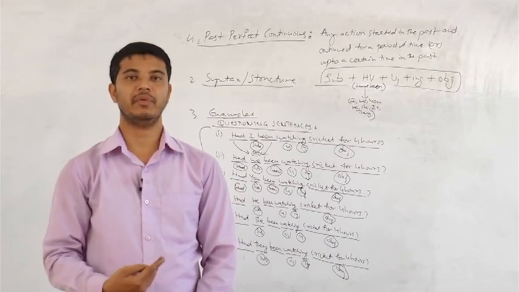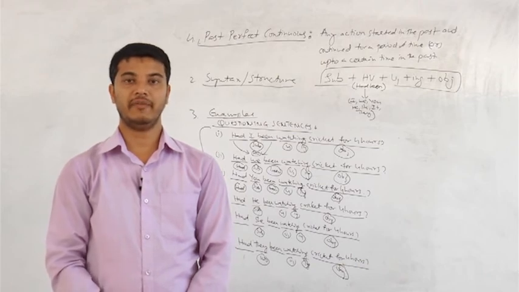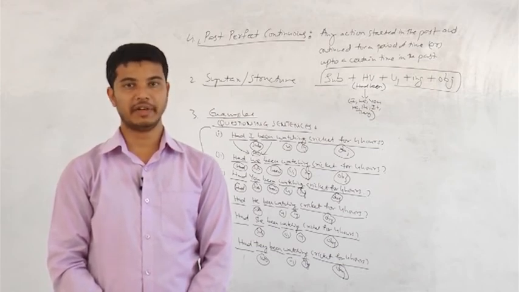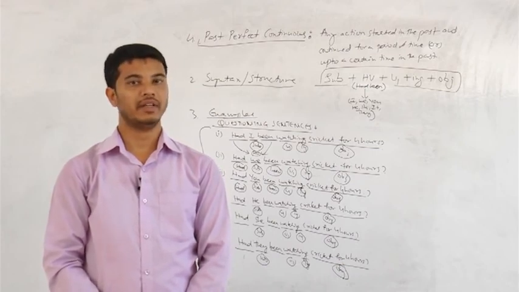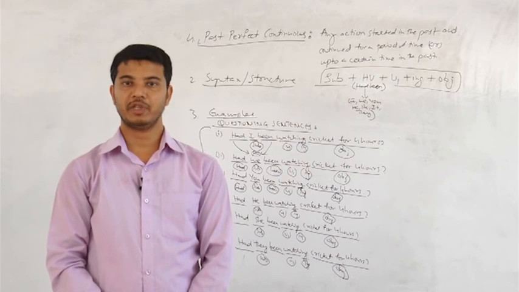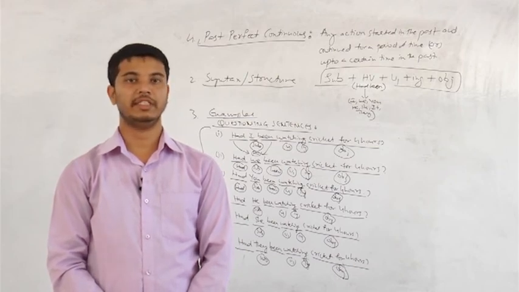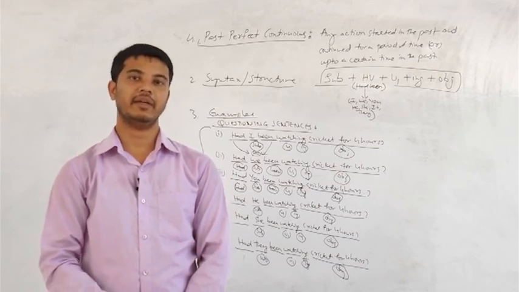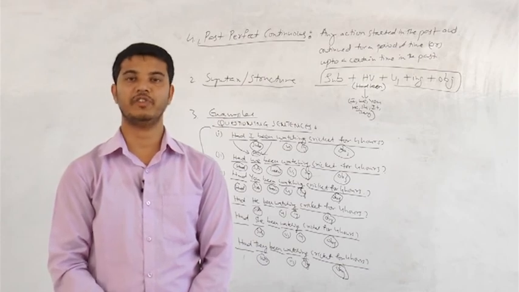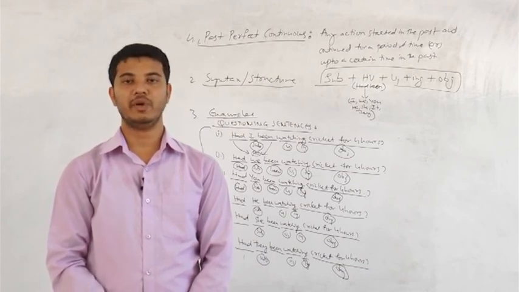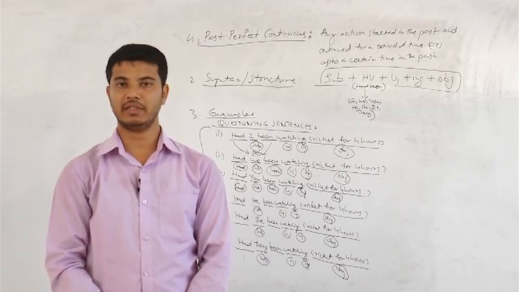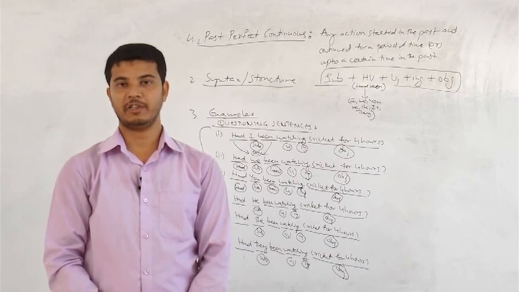Now let us go with the personal pronoun you. You had been watching cricket for 4 hours. Negative: You had not been watching cricket for 4 hours. Questioning sentence: Had you been watching cricket for 4 hours? Now let us go with he. He had been watching cricket for 4 hours. Negative: He had not been watching cricket for 4 hours. Question: Had he been watching cricket for 4 hours? Now let us go she. Positive sentence: She had been watching cricket for 4 hours. Negative sentence: She had not been watching cricket for 4 hours. Questioning sentence: Had she been watching cricket for 4 hours?